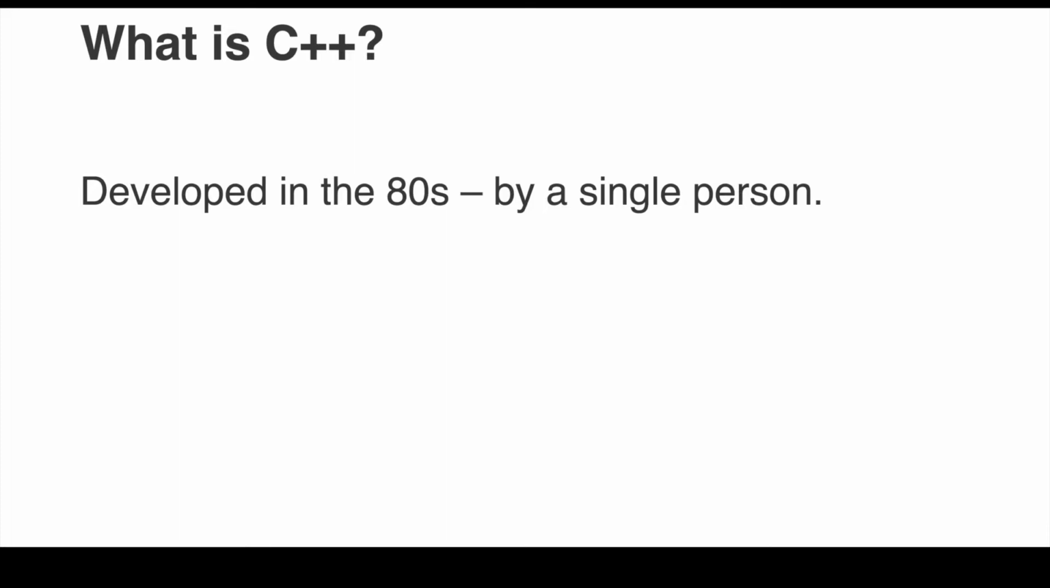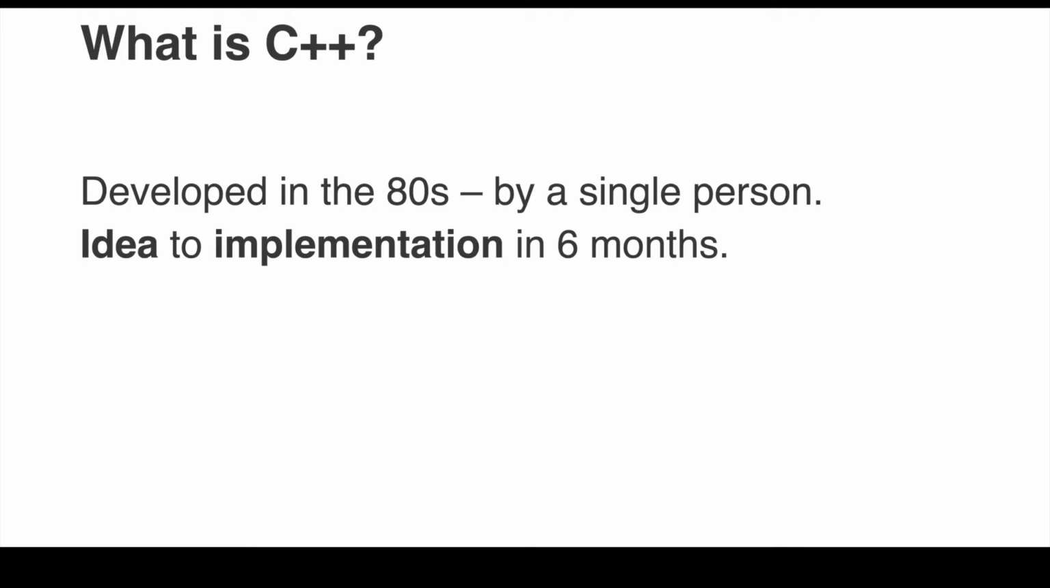Bjarne Stroustrup was an experienced programmer. He'd been programming in C and other languages, but he was really frustrated by one thing, which is it took many years for his ideas to go from something in his mind to something functional and operating in the real world. And so he had this goal. He wanted to develop a language where he could go from an idea to the implementation of that idea in 6 months. And so that was his philosophy when he came to design C++.